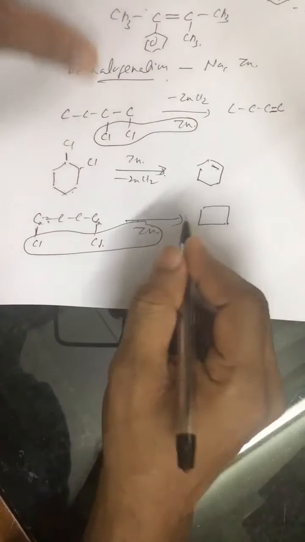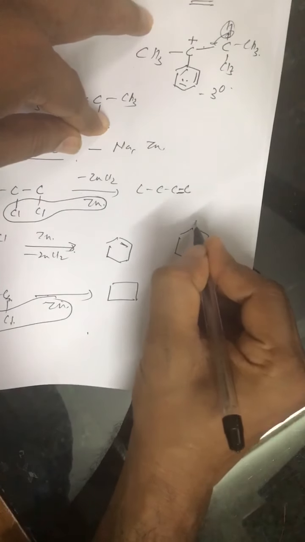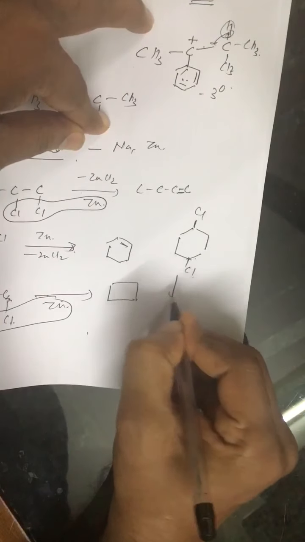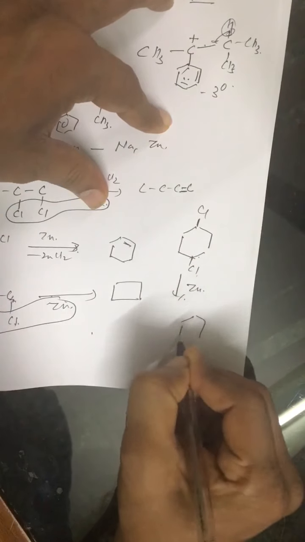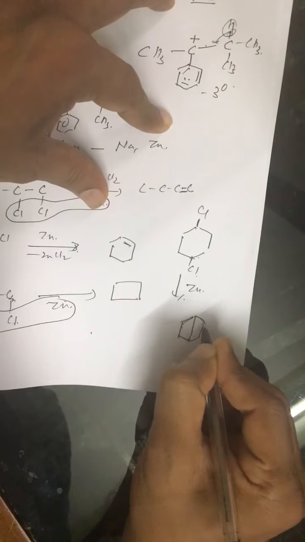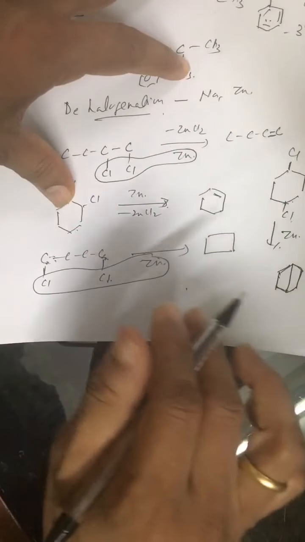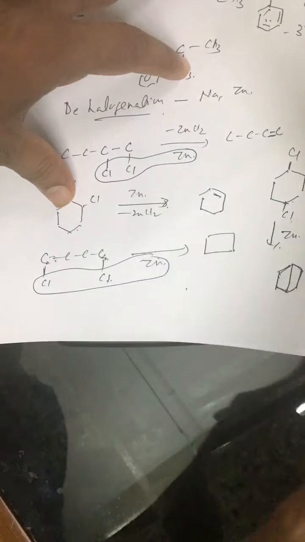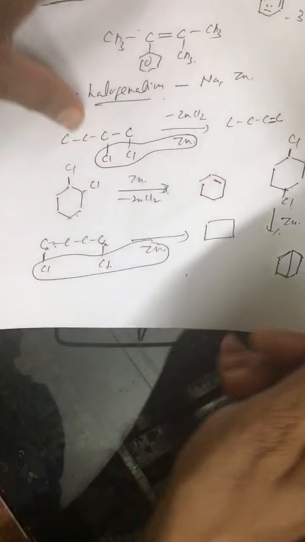Similarly, if we have this kind of 1,4-dichlorocyclohexane, and it is treated with zinc metal, obviously we get this kind of bicyclo compound, right? Bicyclo 2,2,0 hexane. Alright, so you can write the dehalogenation reaction.